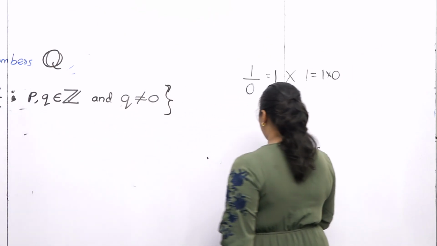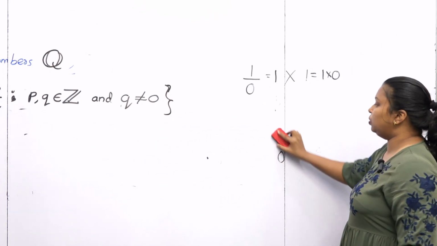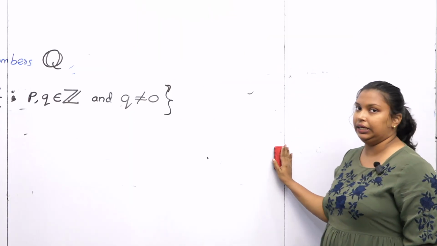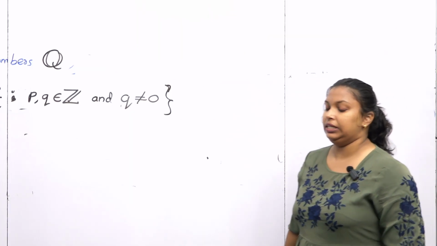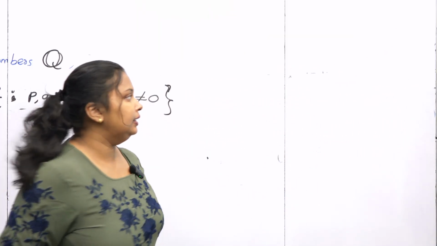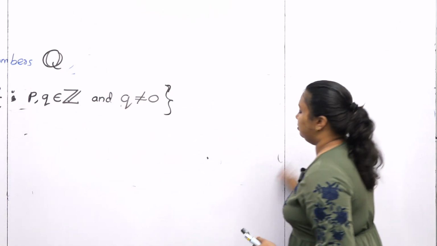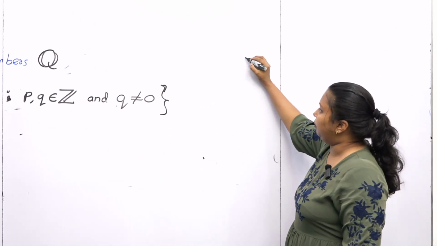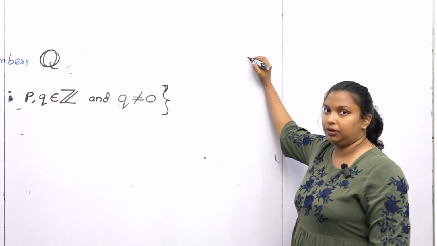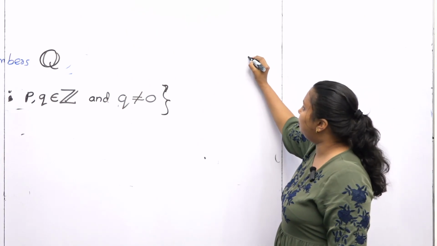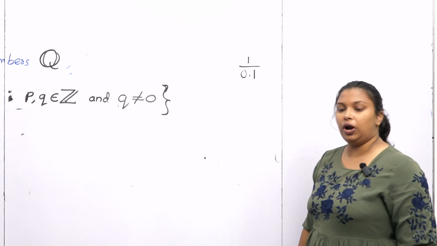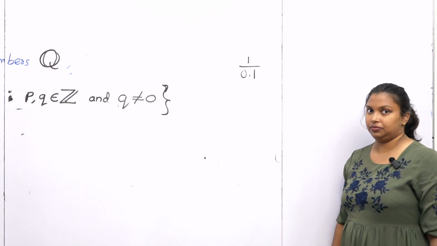Okay, now I hope you can understand that these two answers, 1 or 0, are not possible. That is impossible. Then let's see what happens. Okay. So I'm going to discuss about 1 over 0.1. What is 1 over 0.1?